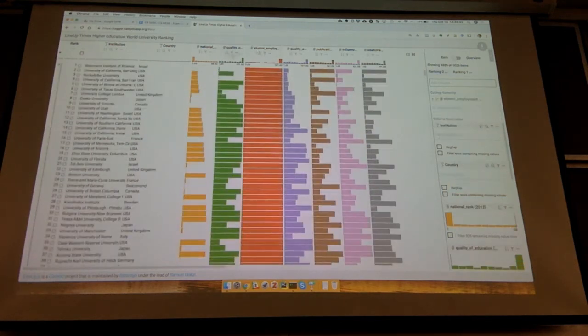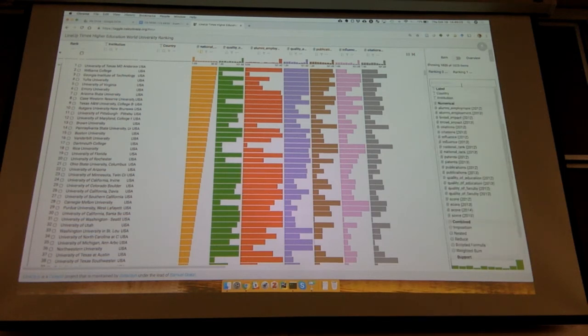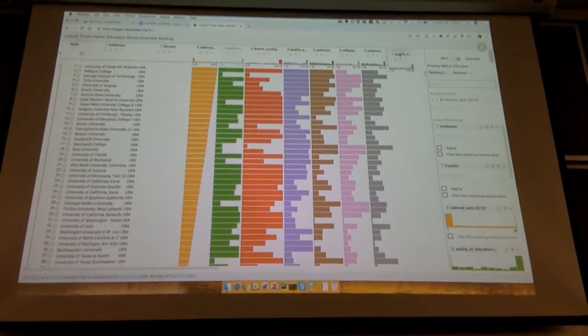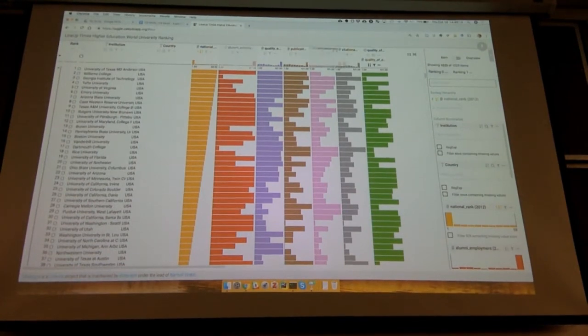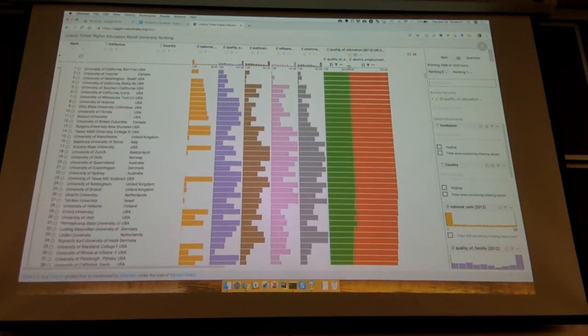I can sort by which are the most highly employable alumni, and we see that there are a lot of schools here that have a full score, the national reputation, the national rank, and so on. What I really want to do now is create these combiner columns. Here I will create a weighted sum column, let's say for the quality and the alumni employability. Now I sort by that. Now I can dynamically adjust. Oh, I should be able to.